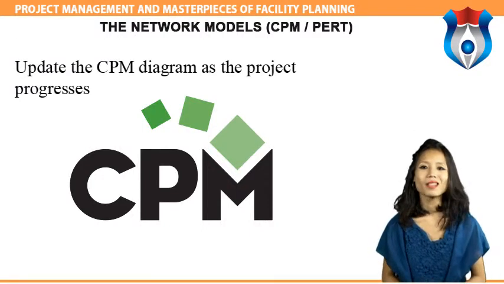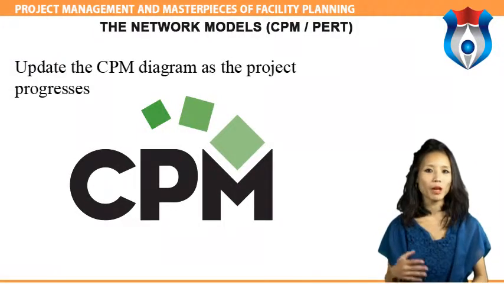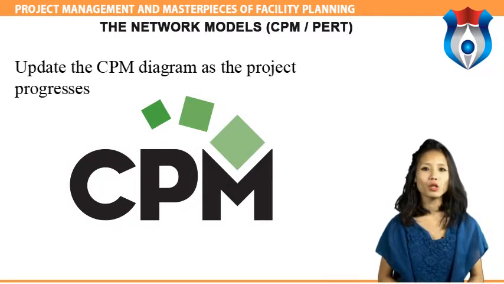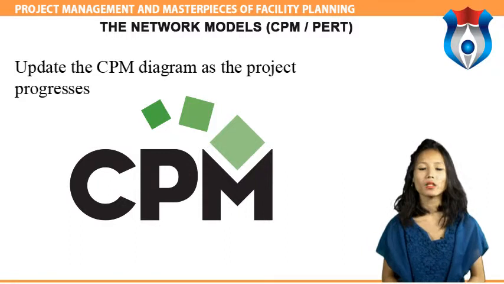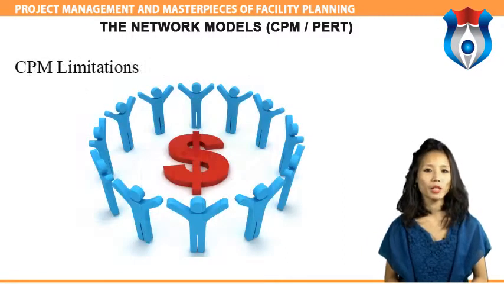As the project progresses, the actual completion times will be known and the network diagram can be updated to include this information. A new critical path may emerge and structural changes may be made in the network if project requirements change. CPM limitation.